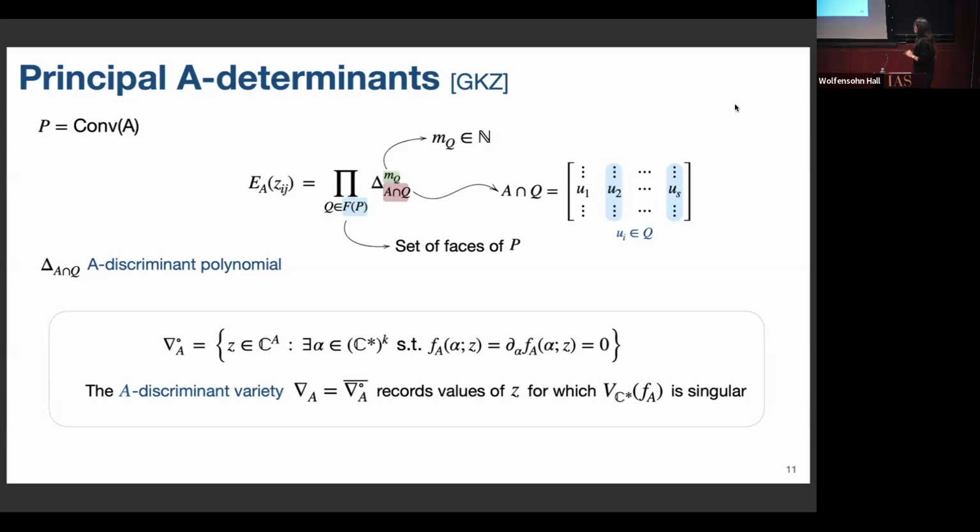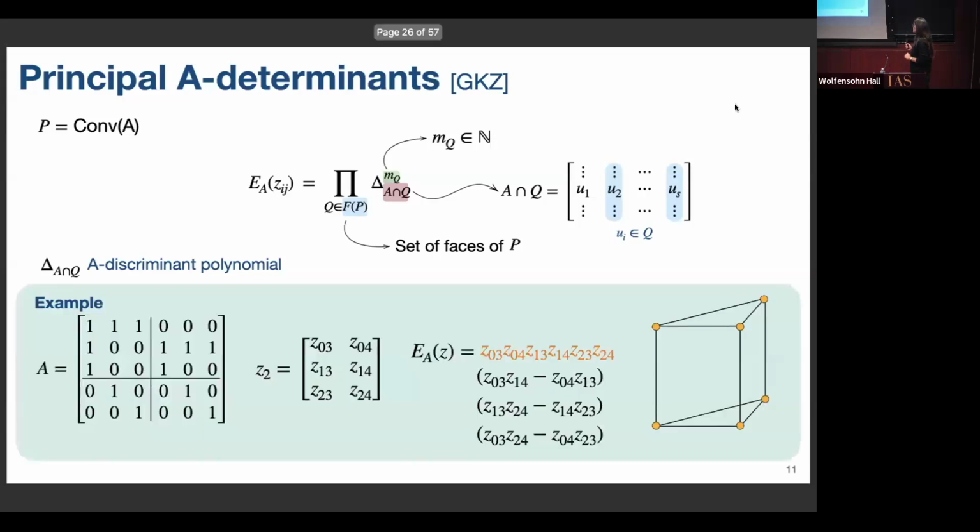I compute this polynomial. The polynomial defining this variety is called the A discriminant polynomial. In the case in which this variety has higher codimension than 1, the polynomial is set to 1. We compute this A discriminant polynomial for each submatrix corresponding to faces and consider the product. This defines the principal A determinant. This definition is due to Gelfand, Kapranov, and Zelevinsky.